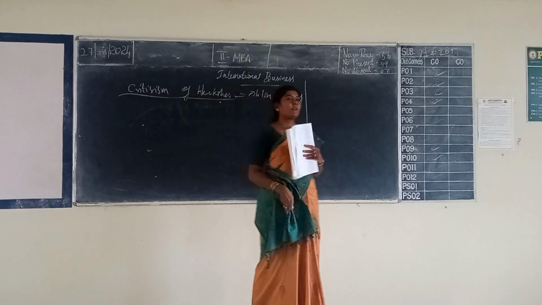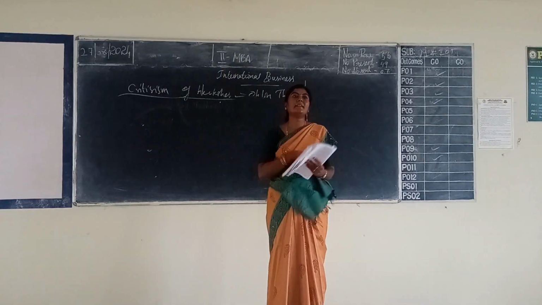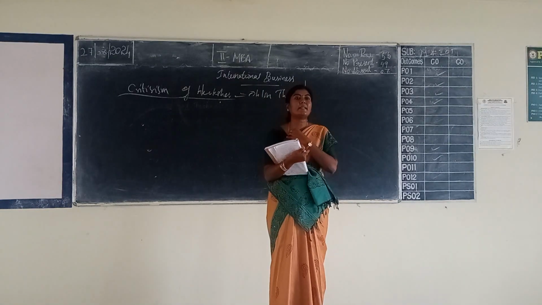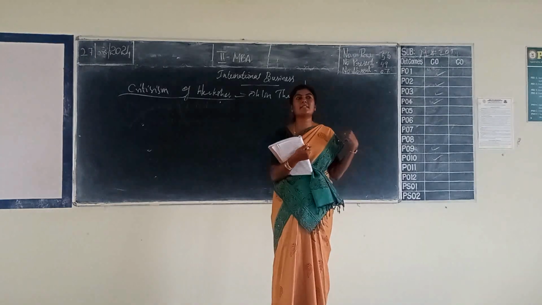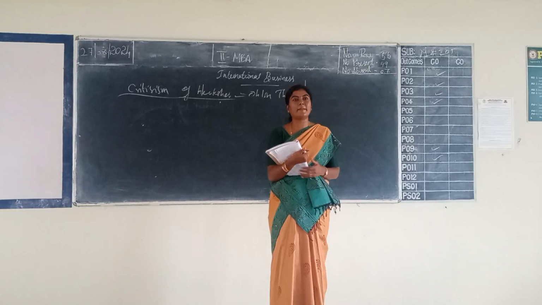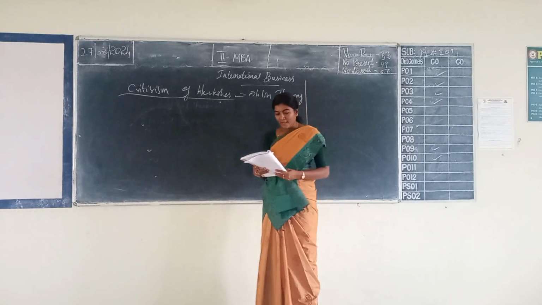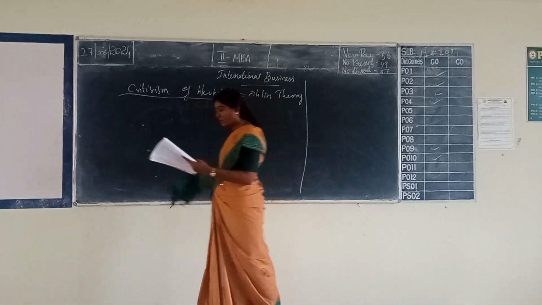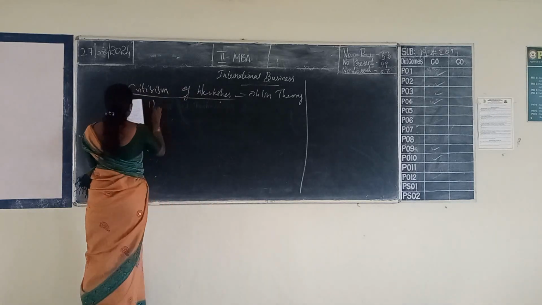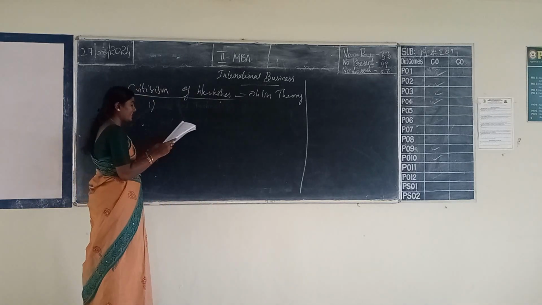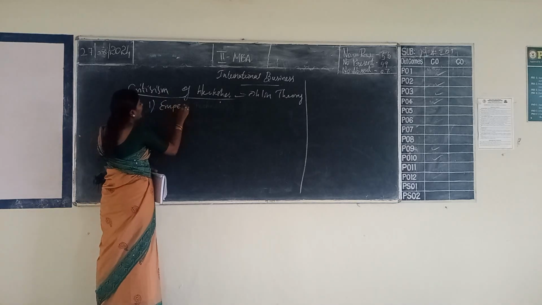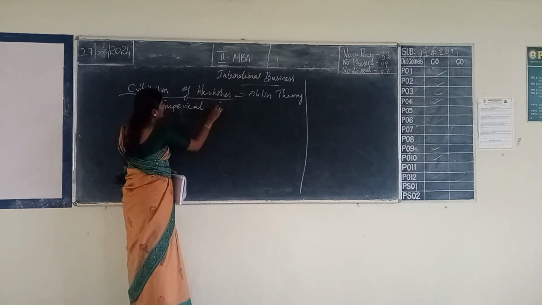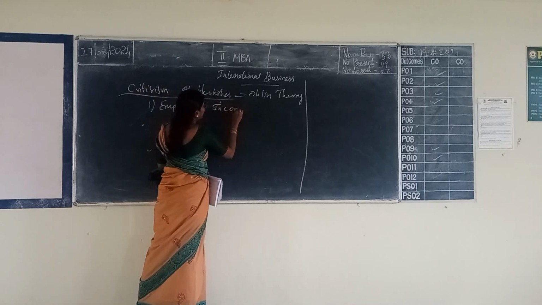Disadvantage, and also we can say other authors are not agreeing with these points. When other authors are not agreeing with this theory, they will criticize the theory. That is known as criticism. Okay, so write down first one: empirical inconsistencies.